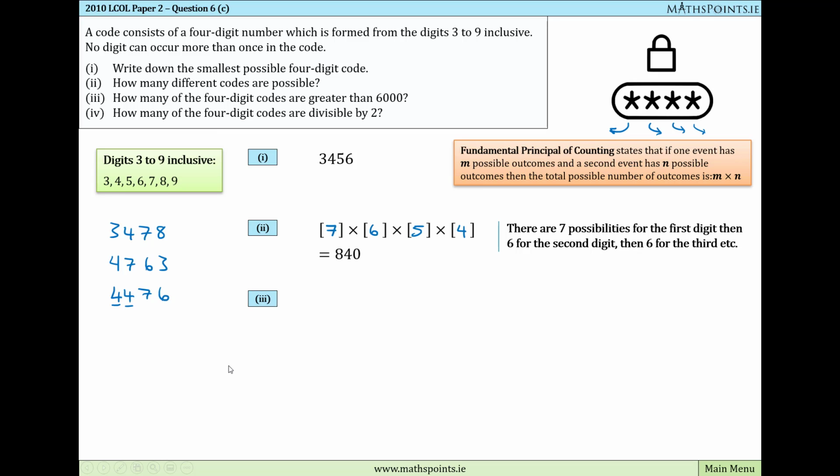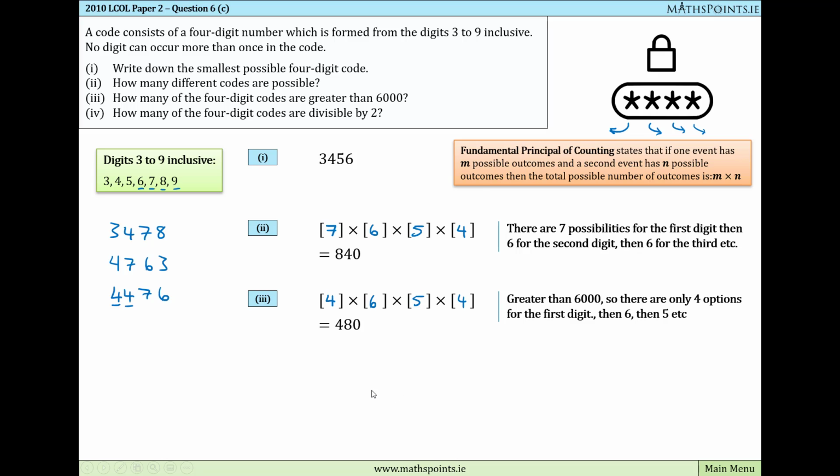There's going to be a condition placed on question 3, so we want to know how many of the 4-digit codes are greater than 6,000. To be greater than 6,000 means that it has to start with either a 6, a 7, an 8, or a 9. So in this example, the first digit in the code can only be one of 4 numbers, 6, 7, 8, or 9. Once we've used one of those digits, there is 6 remaining digits that we can use, and then 5 digits remaining for the third place, and 4 digits remaining for the final spot. And again, if we multiply these together, we get that there's 480 of these 4-digit codes greater than 6,000.